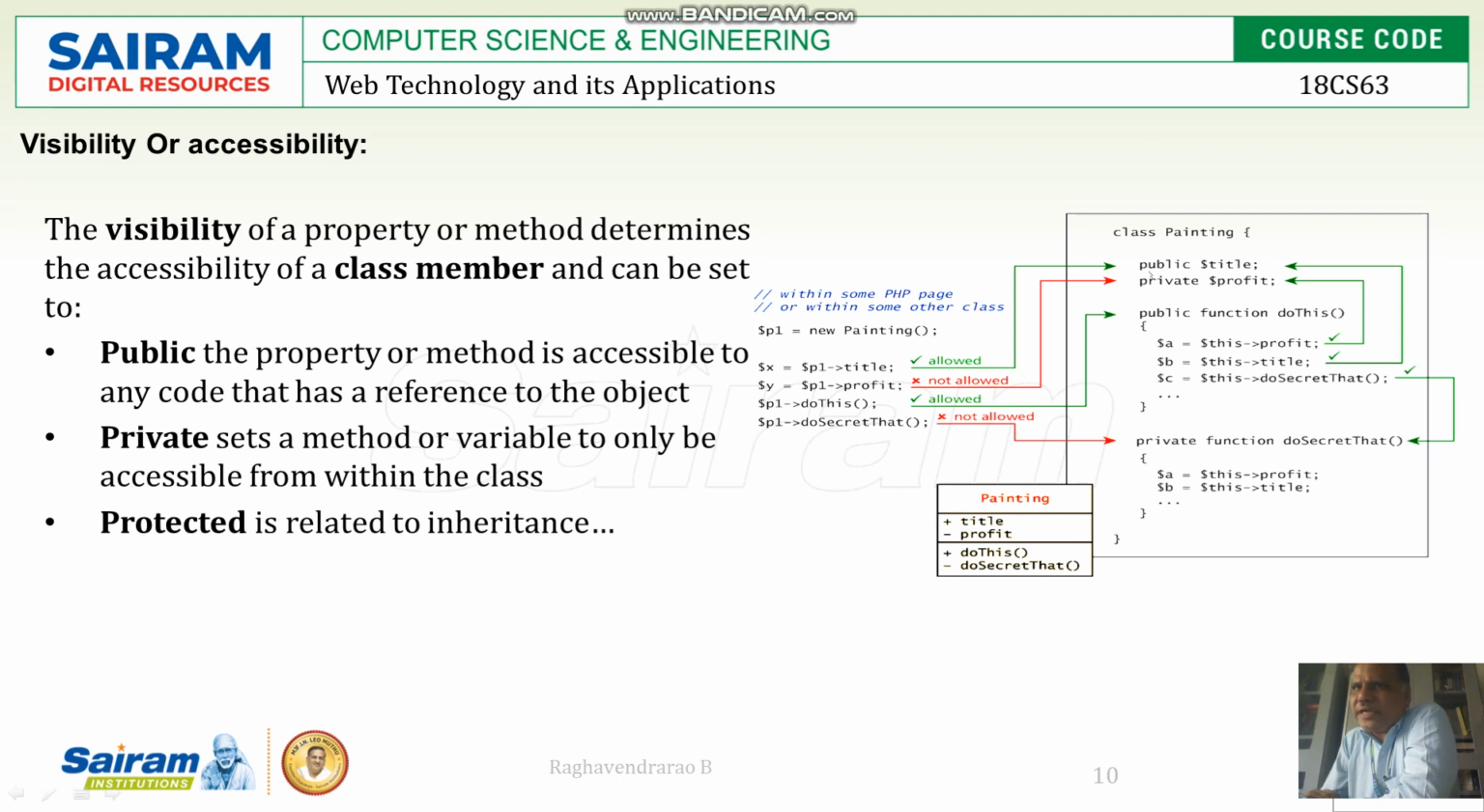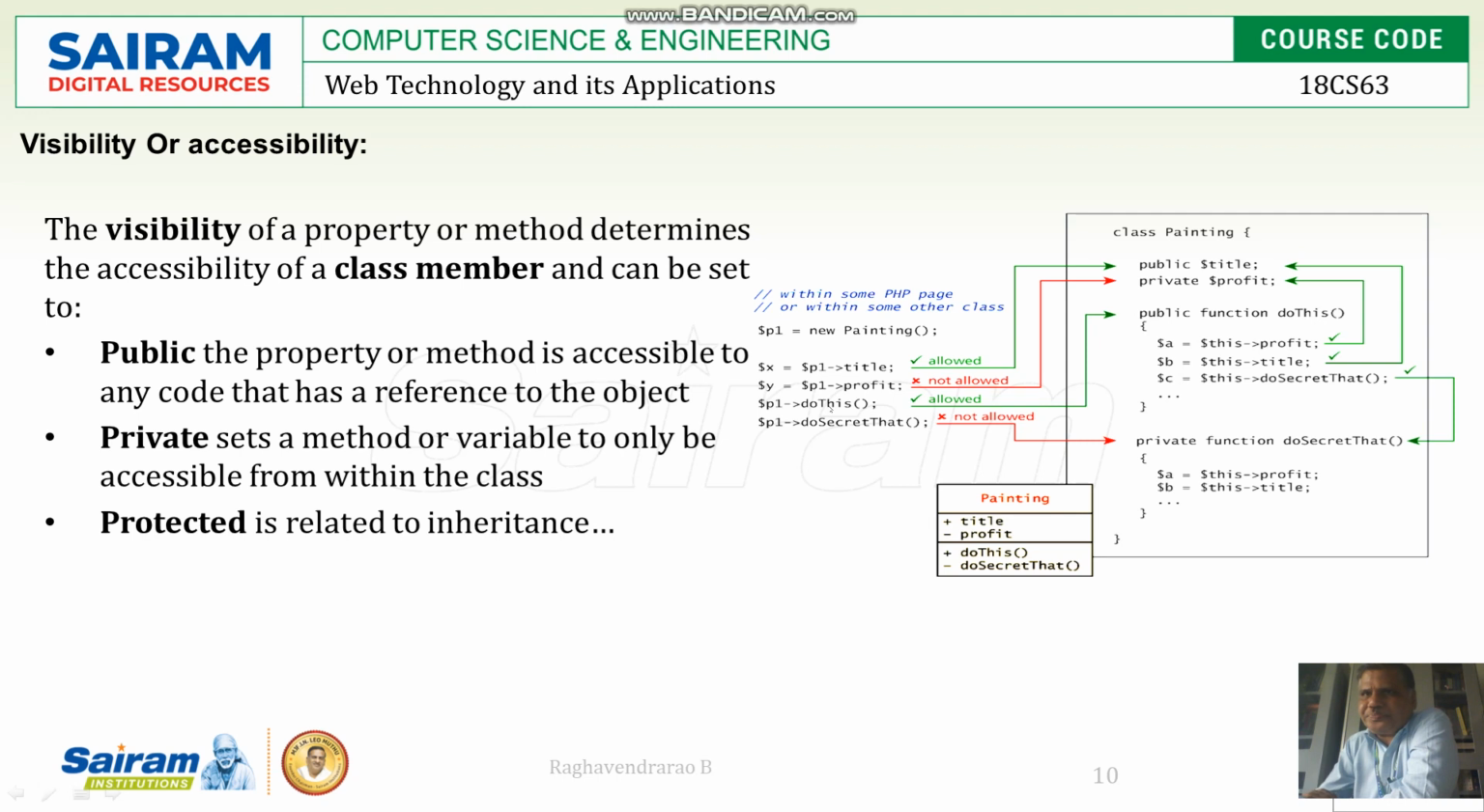Now how is it getting accessed? You can see that $P1 new printing. The variable is being created over here. The class is being instantiated, object P1 is being created. So that P1 is going to access x equal to P1 title. As public, title is going to be accessed. P1 profit, where it is private, you cannot access that particular profit.